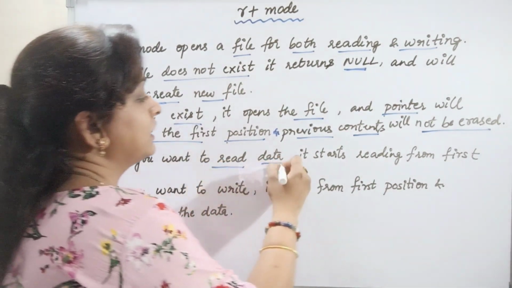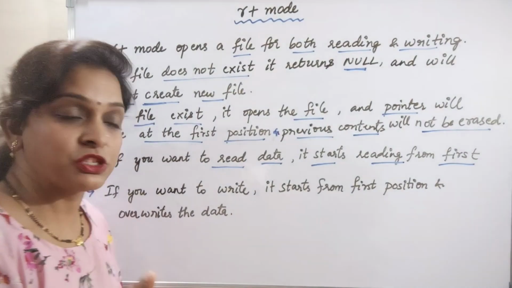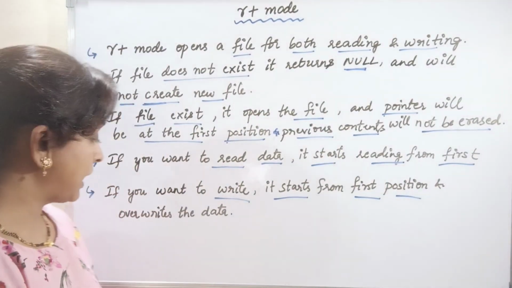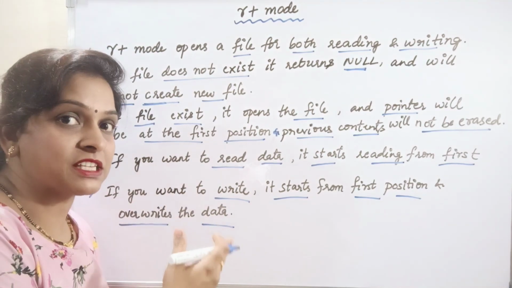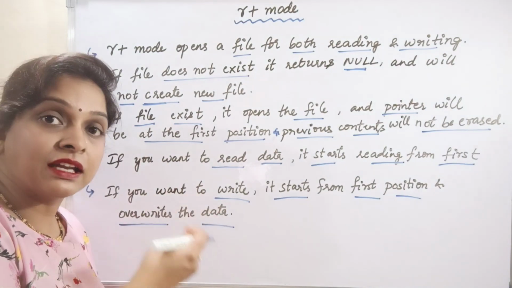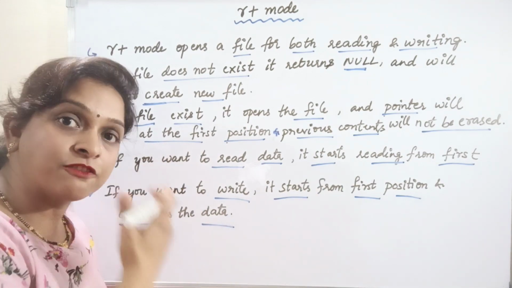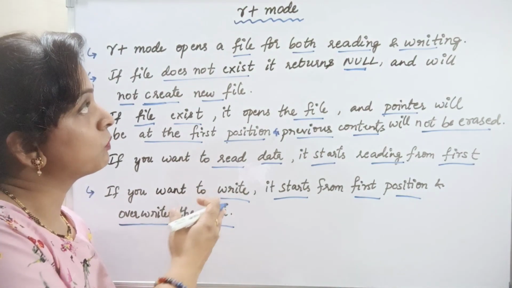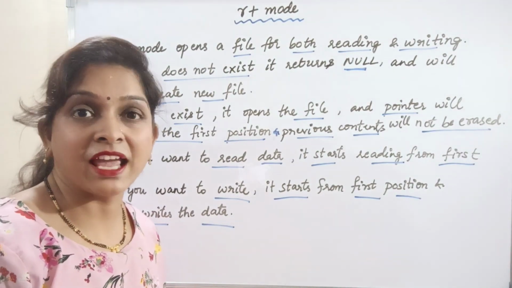If you want to read the data, as usual, it starts reading from the first position itself. And if you want to write the data also, it starts writing from the first position, and it overwrites the data. So the pointer will be at the beginning. Reading the data means the pointer has to be at the first position. I can read the data from the first position up to the end of file, and if I want to write the data, as the pointer will be at the first position, I will be writing from the first position itself. So this is what happens with R plus mode. Let us understand completely with a program and execution.